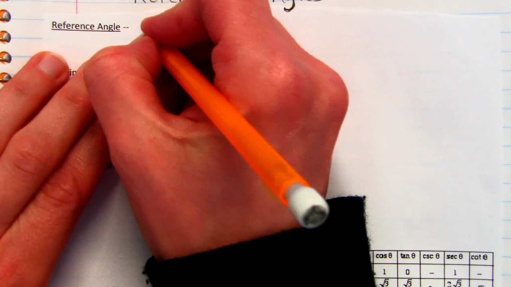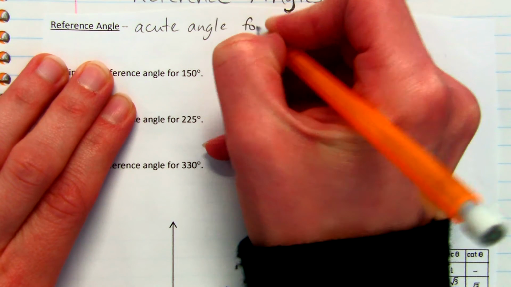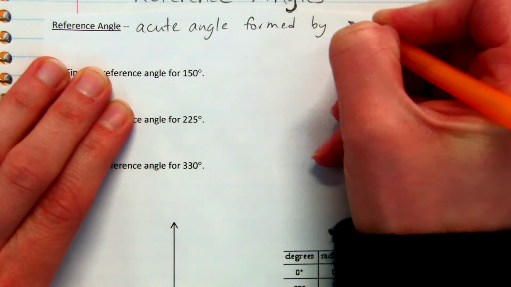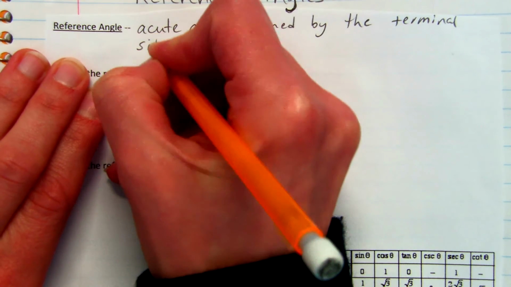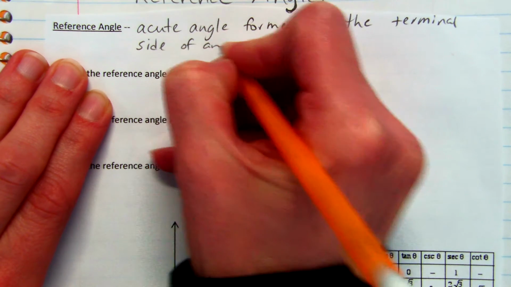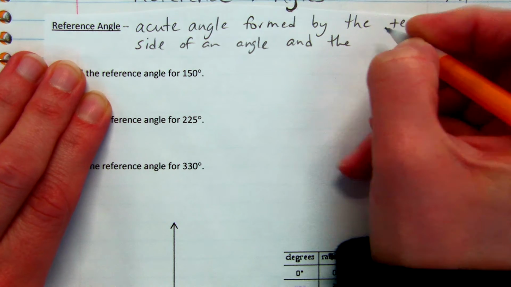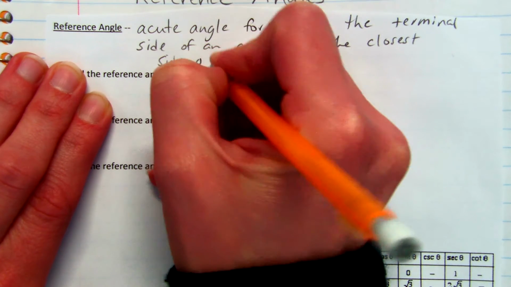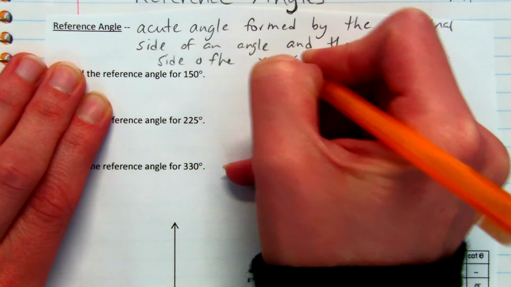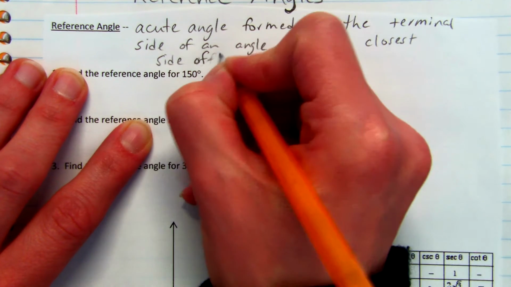So a reference angle is the acute angle formed by the terminal side of an angle and the closest side of the x-axis. I promise that's the only definition we're doing today, except I wrote "of the" instead of "the", so hang on, I just made a compound word that doesn't exist.